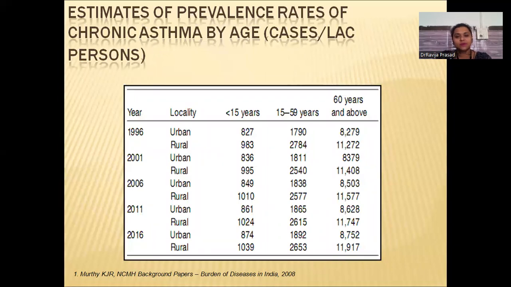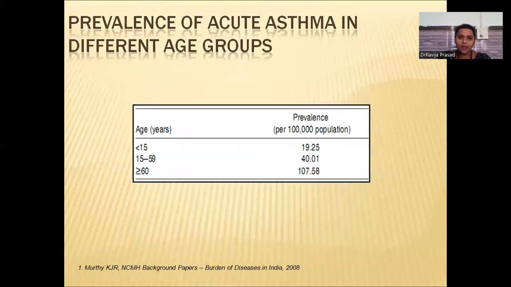Now, the estimated prevalence rate of chronic asthma by age. As you can see in the urban areas, basically the research progress is by asthma by age: people more than 15 years, ages between 15 and 59 years, and ages 60 and above. You can see how many people are getting affected in the rural and urban areas, and the total number of people who get affected due to asthma.